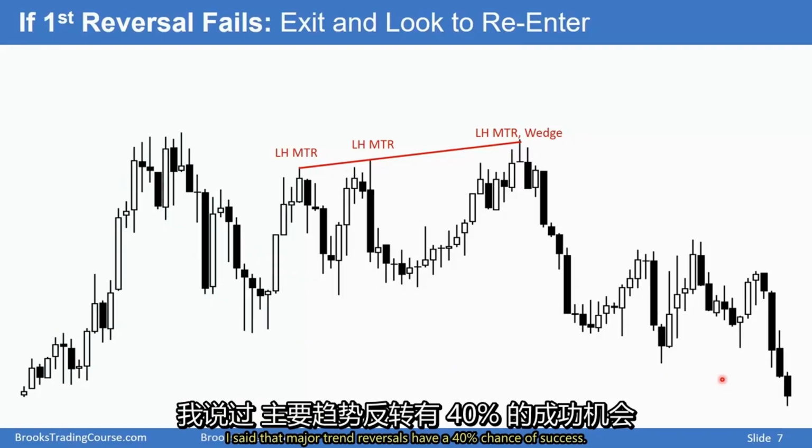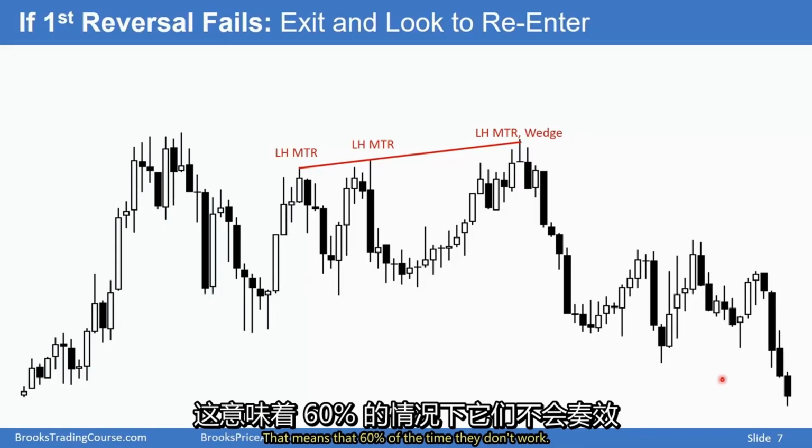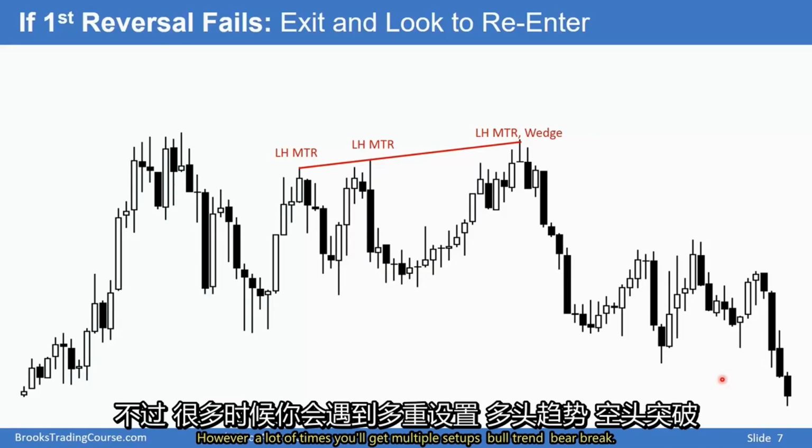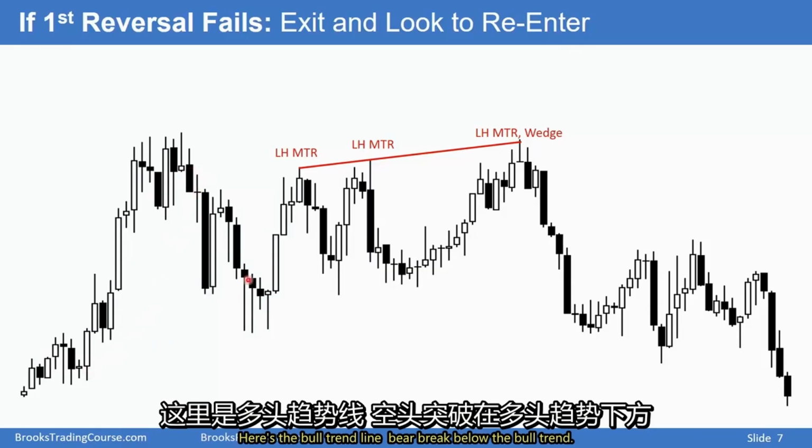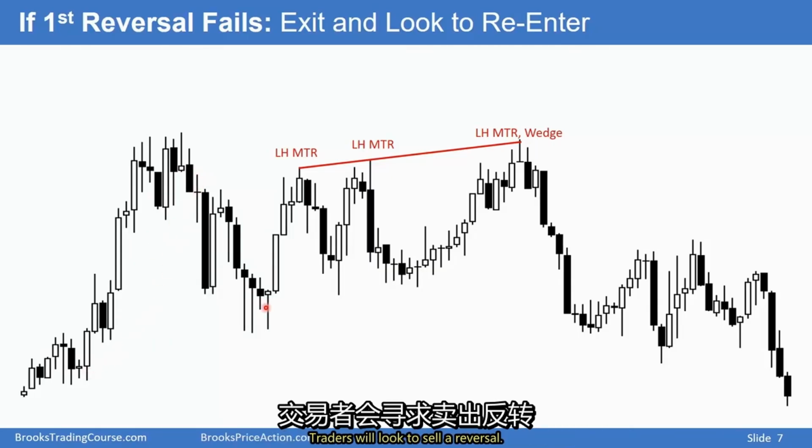I said that major trend reversals have a 40% chance of success. That means that 60% of the time they don't work. However, a lot of times you'll get multiple setups. Bull trend, bear break, here's the bull trend line, bear break below the bull trend. Traders will look to sell a reversal.